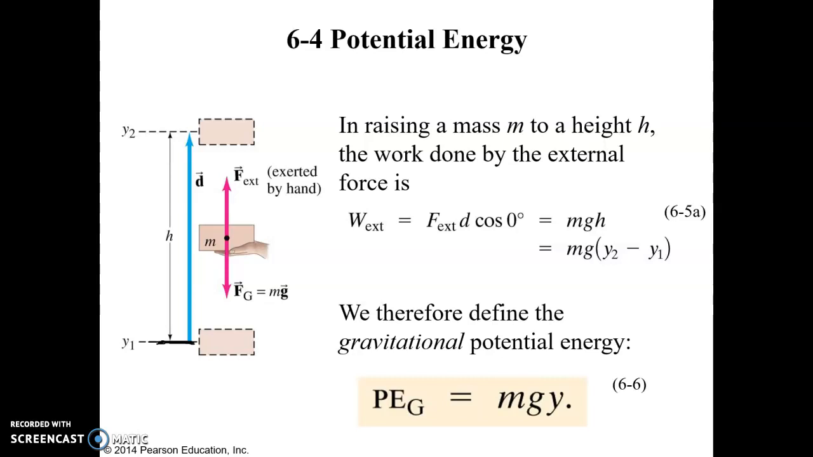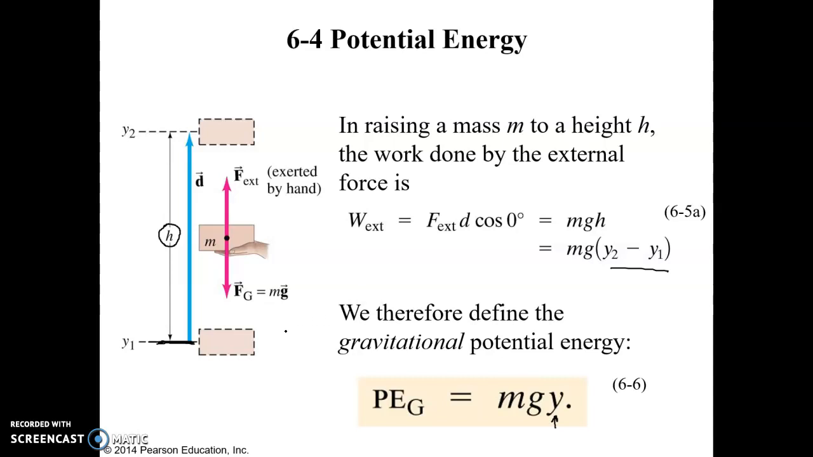Welcome back to Chapter 6, where we're talking about work and energy. At the end of the last video, we just introduced potential energy and said that potential energy due to gravity specifically, because there are different forms of potential energy, is equal to mgy, where y could be h. The variable might change in certain situations, but it is basically the difference in the y direction.